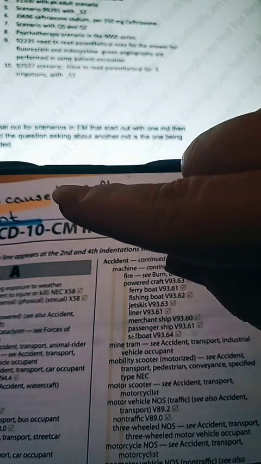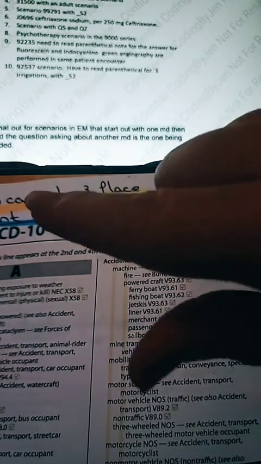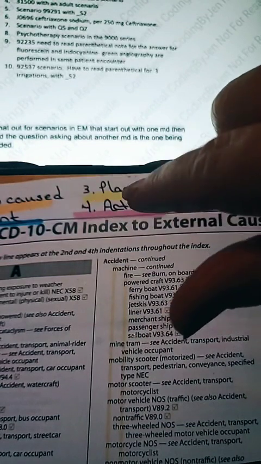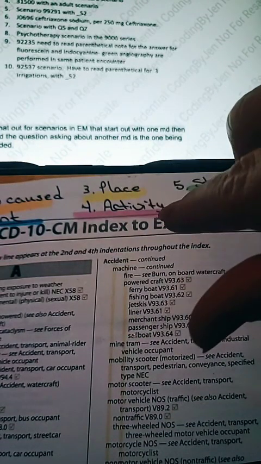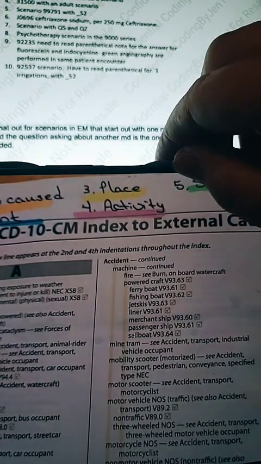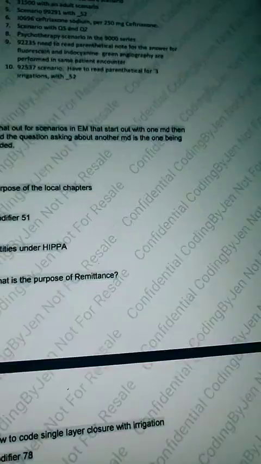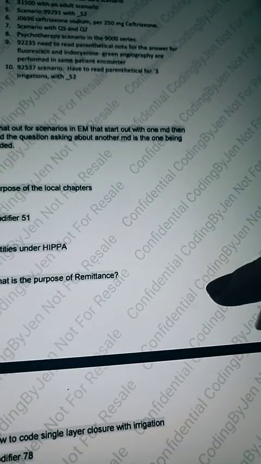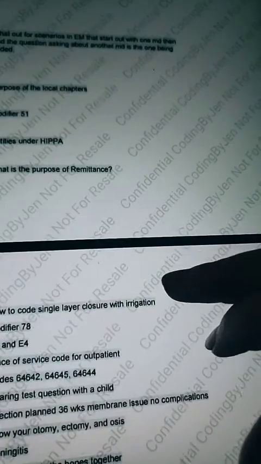They were at a bar, had a fight, and they got stabbed. So they got stabbed, they have a laceration to something, this is your first code, and they were at a bar would go next. And then the last thing was that they were drinking or got into a fight, you know, the activity is one of the last things you code. Super helpful to just go write it all out by the codes.